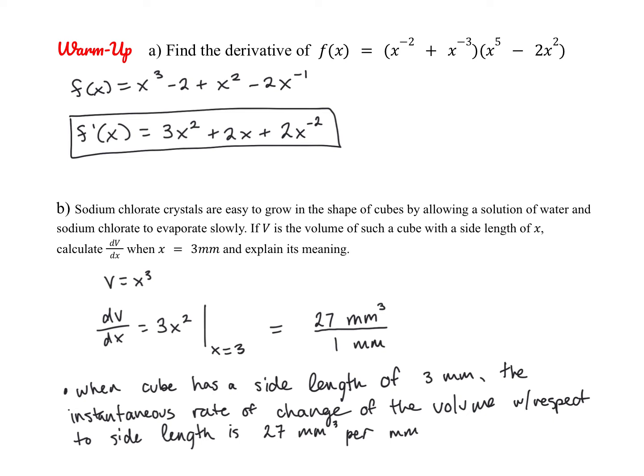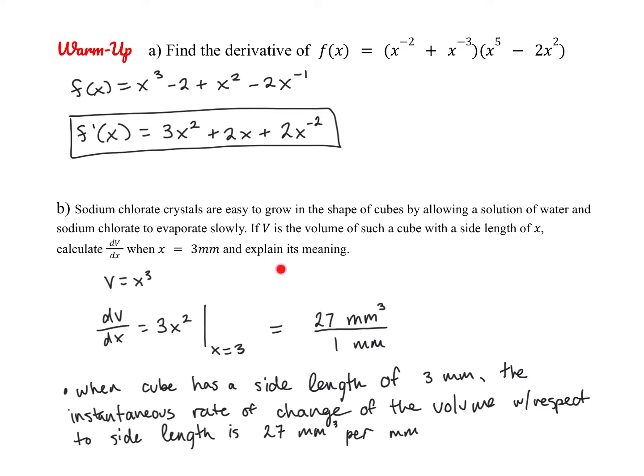All right, go ahead and check your work here. So for part A, you could find this derivative using the product rule, but I think in this case it's actually much quicker and easier to multiply out this function and then find this derivative just using our power rule. So you should get 3x squared plus 2x plus 2x to the power of negative 2.